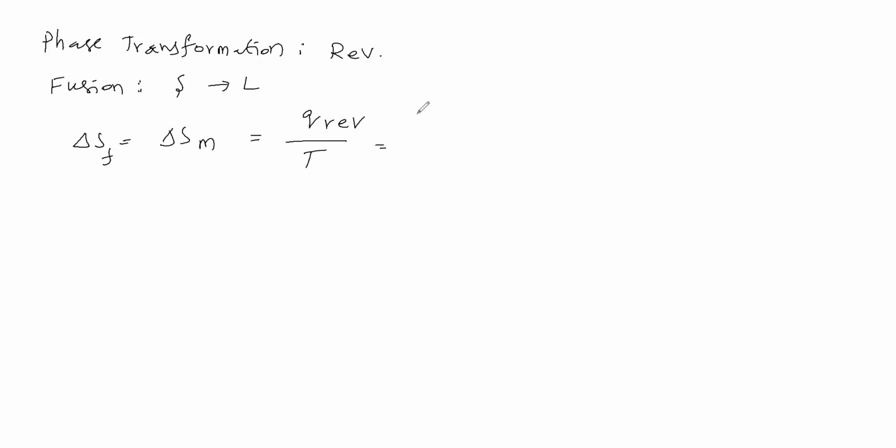Q reversible is called delta H reversible, we can say. Delta H for this fusion, for this melting. Delta H by T. T is called what in the sense? T is called melting point, we can say.